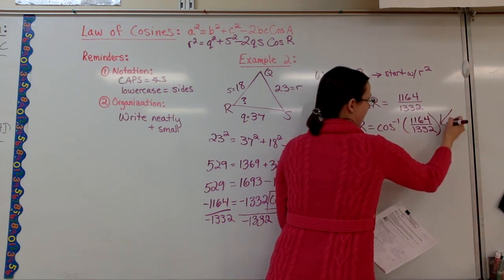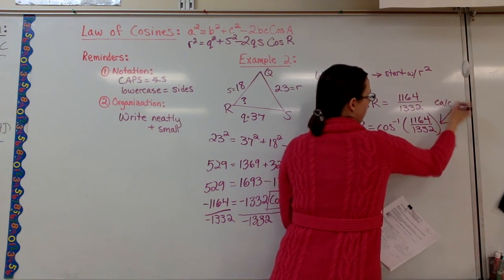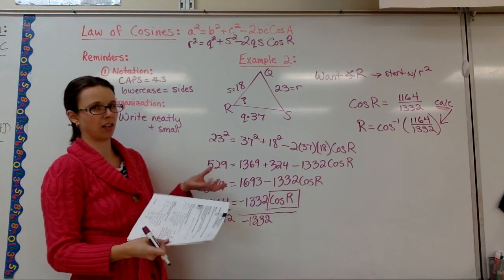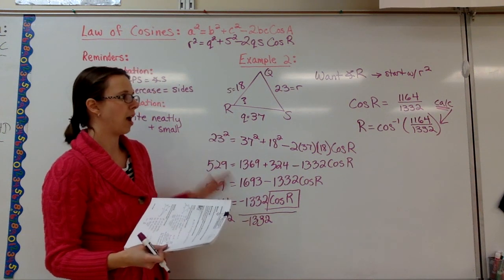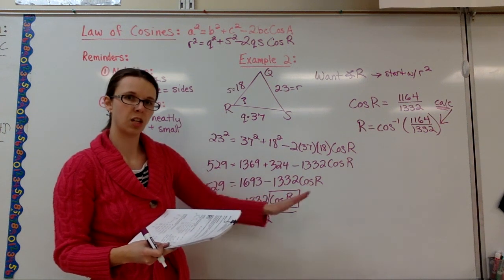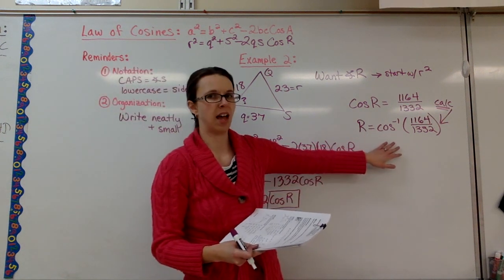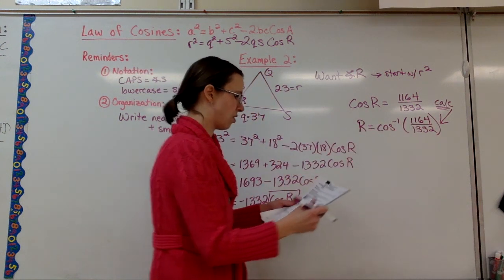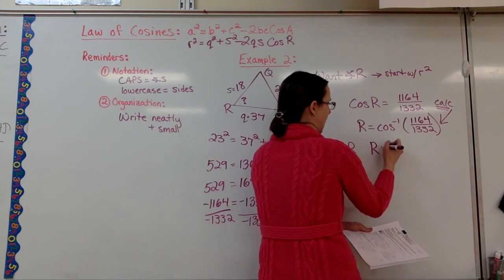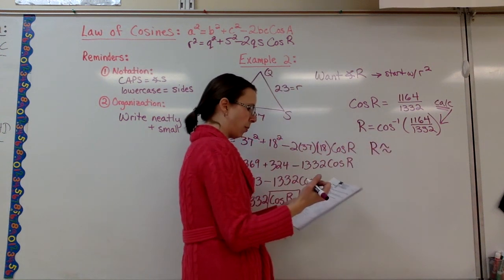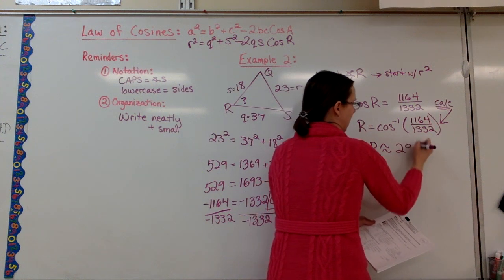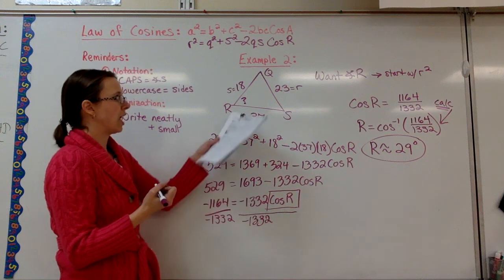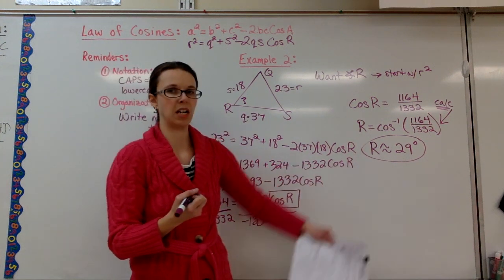And you guys, this is where I would start using my calculator. Notice I did all of these steps. Of course, I'm using my calculator to do the squarings and things like that. But I'm not actually getting a trig function put into it until the very last step here pretty much. So cosine inverse of 1164 over 1332. And of course, now we're going to get an approximation. So an approximation for that is around 29 degrees. Okay? So my unknown angle here, angle r, is 29 degrees.